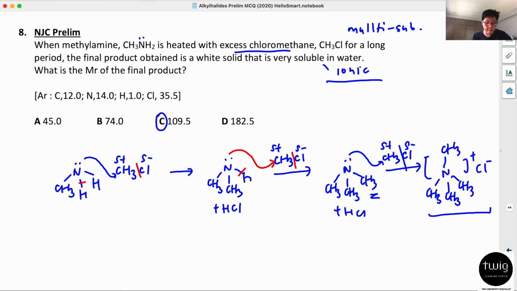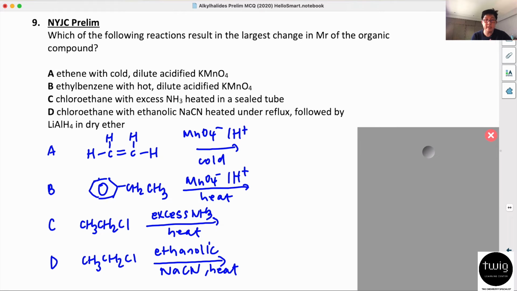Okay, let's look at question 9. The first one is actually mild oxidation. What you're going to get is a diol. So let me just draw it out. A diol means OH and OH. The second one is strong oxidation. You get benzoic acid.